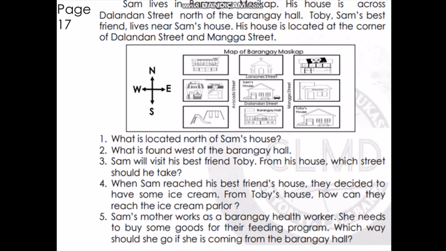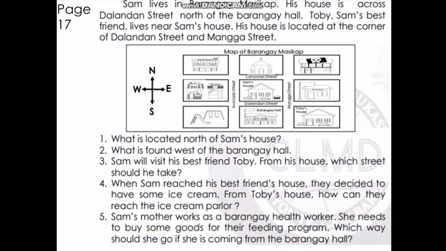So, Sam lives in Barangay Masikap. His house is across the Landan Street, north of Barangay Hall. Toby, Sam's best friend, lives near Sam's house. His house is located at the corner of Landan Street and Manga Street. So, now, let's answer number 1, answers only.